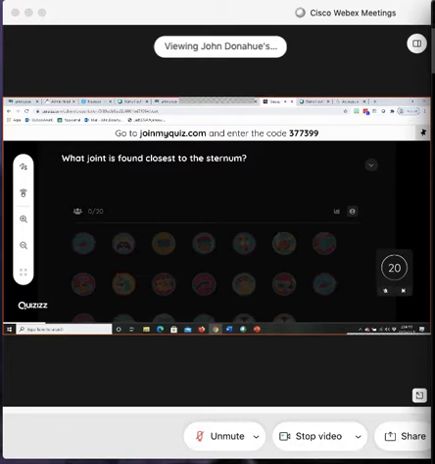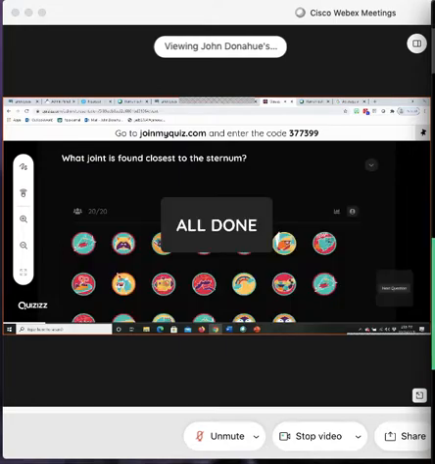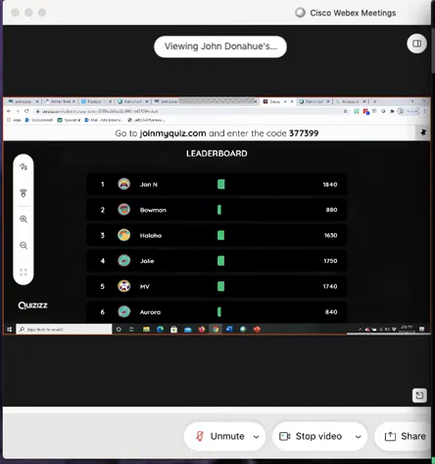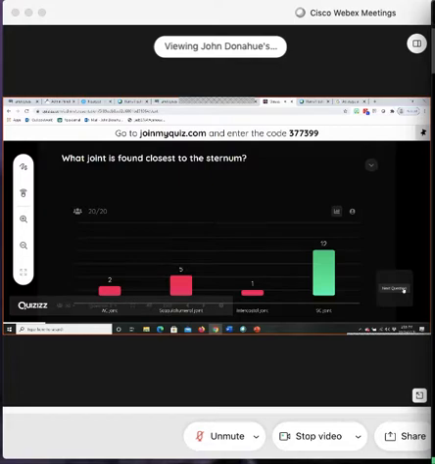What joint is found closest to the sternum? It's going to be the SC joint. Stands for sternoclavicular joint. There's your clue right there. Clavicular. That'll be the closest one to the sternum. Very good.